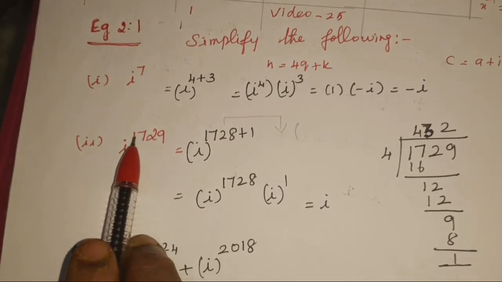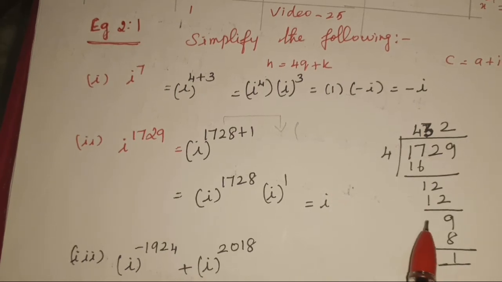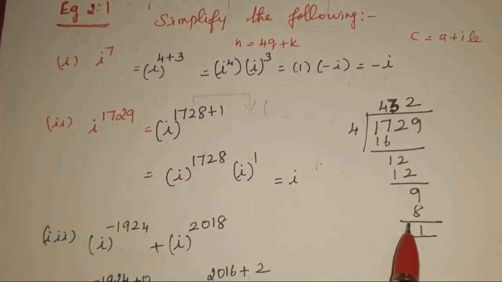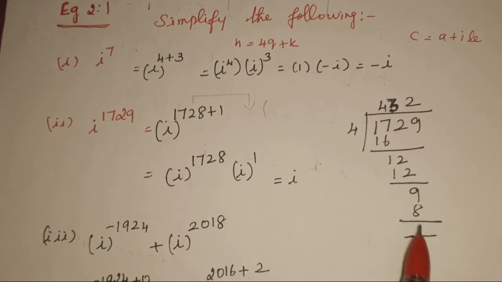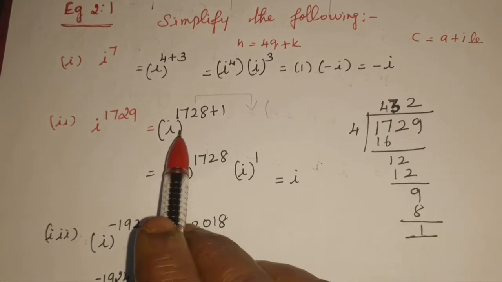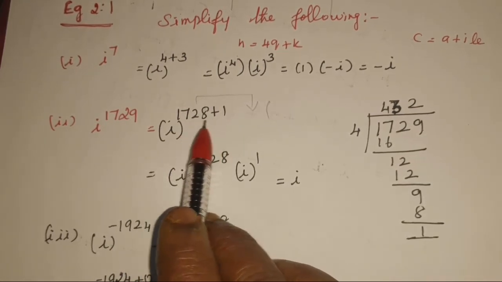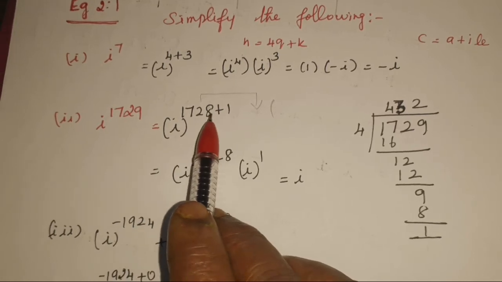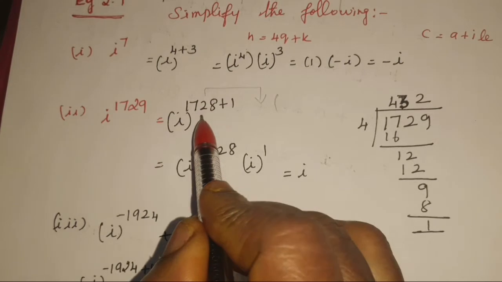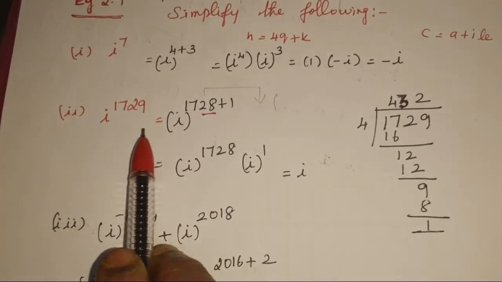i power 1729. For this I do the division part. If the number is divided by 4, what is the remainder? The remainder is 1. So 1729 is split into 1728 plus 1. This is fully a multiple of 4. To check divisibility by 4, you don't need to divide the whole number, take the last 2 digits.